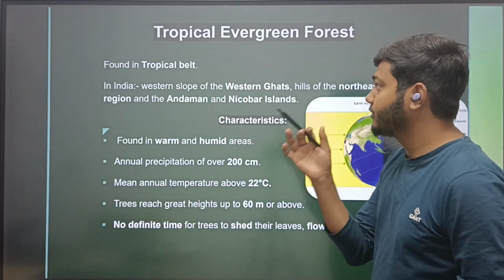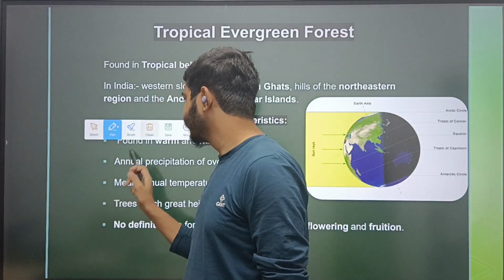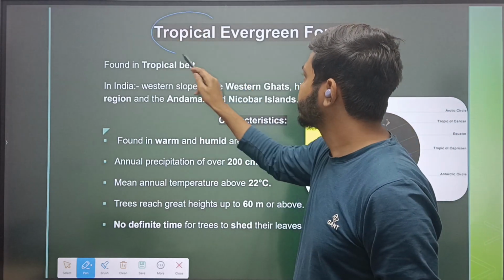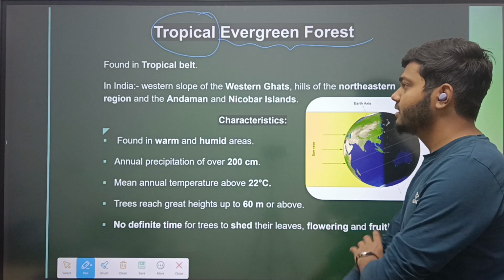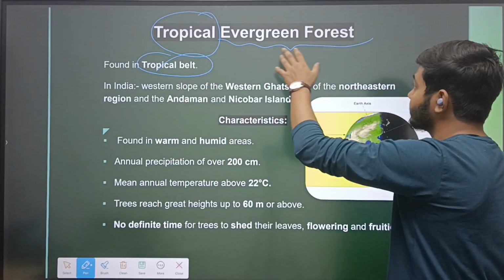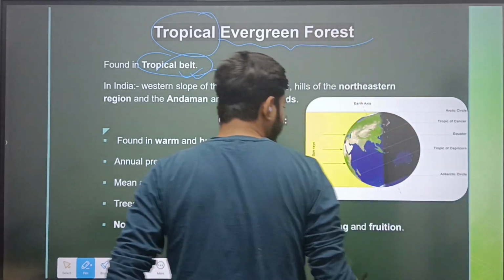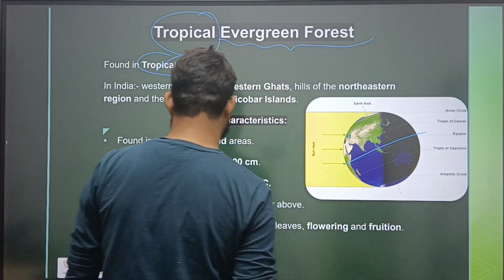So this is our topic, tropical evergreen forest. By its name we can see that this is a tropical evergreen forest. So basically we can understand that this vegetation, this forest region, is found in the tropical belt. If we look at this image, this is the equator.